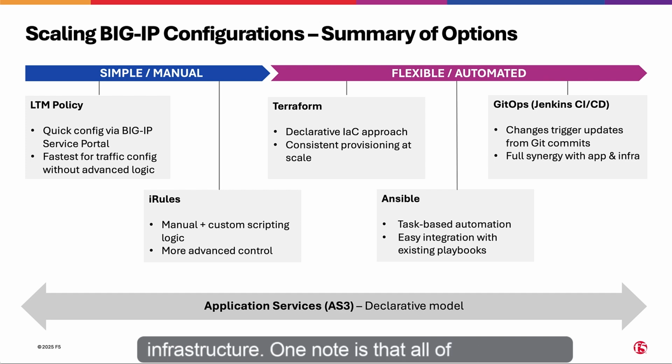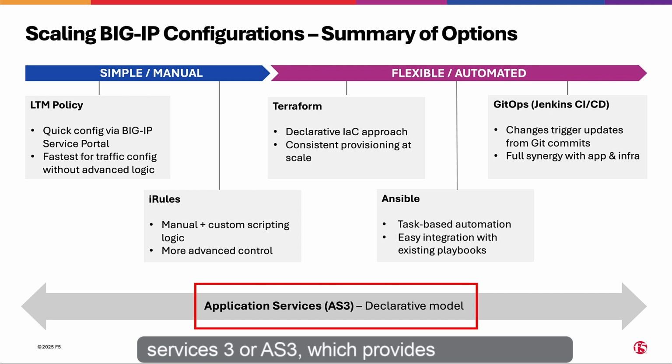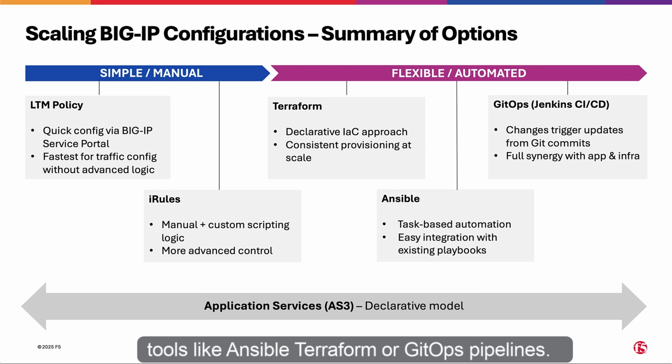One note is that all of these approaches can also leverage F5's Application Services 3, or AS3, which provides a fully declarative model for configuring advanced app services on BIG-IP with a single JSON declaration. AS3 integrates seamlessly with tools like Ansible, Terraform, or GitOps pipelines.